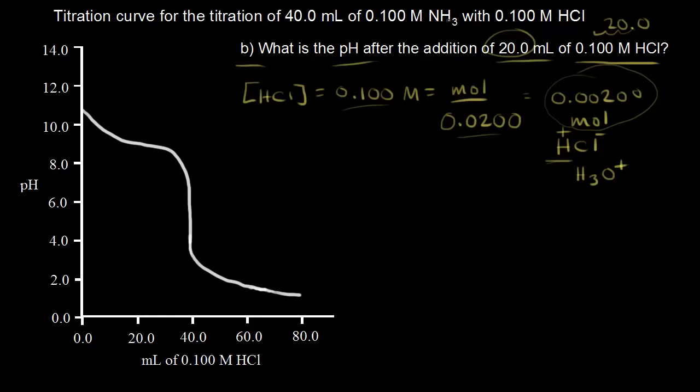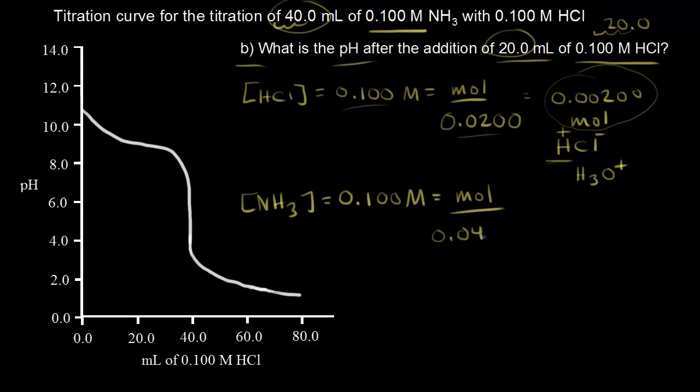Next, what's the concentration of ammonia that we started with? So the concentration is 0.1 molar, so the concentration of ammonia is equal to 0.1 molar, right? And we want to find moles of ammonia. What's the volume of ammonia? Well, 40 milliliters would be 0.04 liters. So we have 0.04 liters here. And we solve for moles. So that's 0.1 times 0.04. And 0.1 times 0.04 is equal to 0.004. So that's how many moles of ammonia that we have.